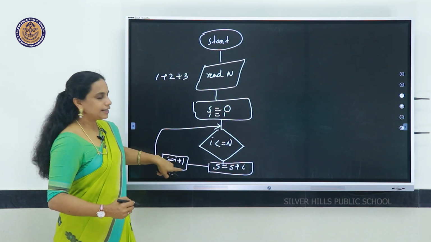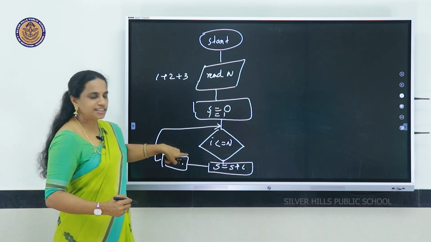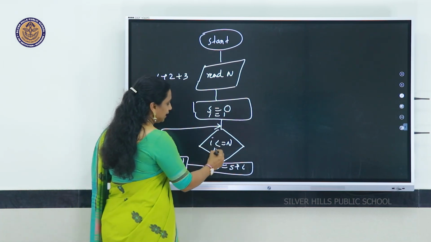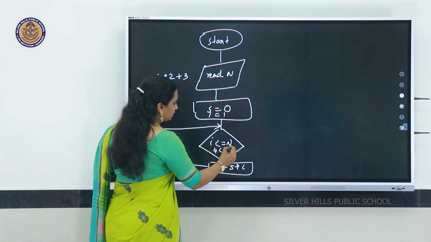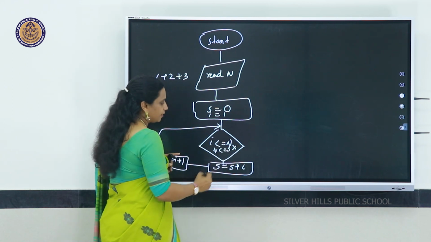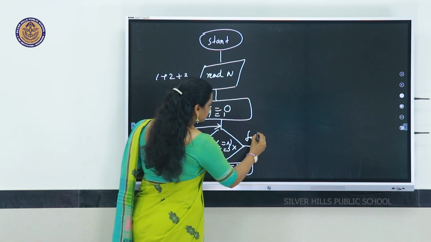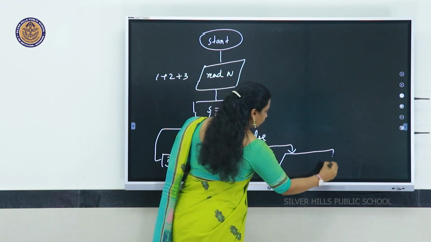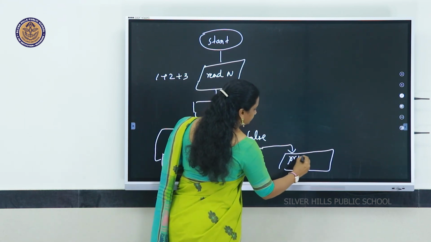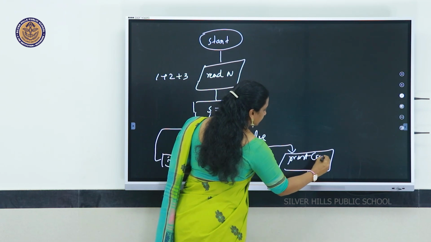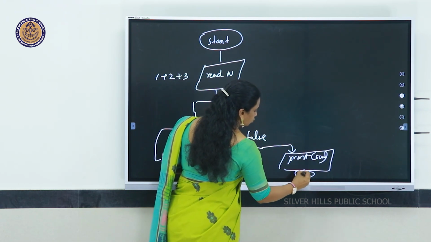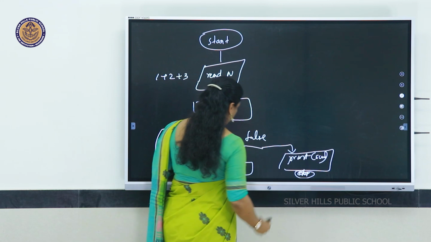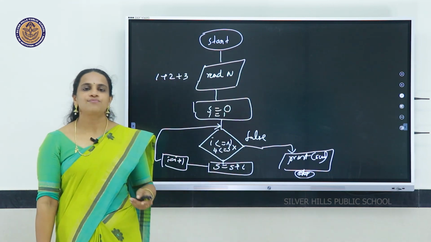Next value of I, that is I is equal to I plus 1, that is 4. Now 4 less than or equal to 3, this condition is false. At that time you can print the value of sum. You can print the sum, then you can stop the program. That is all about the flow chart.